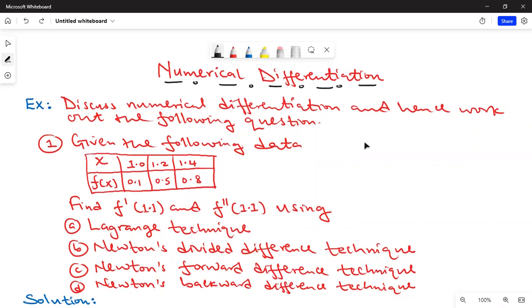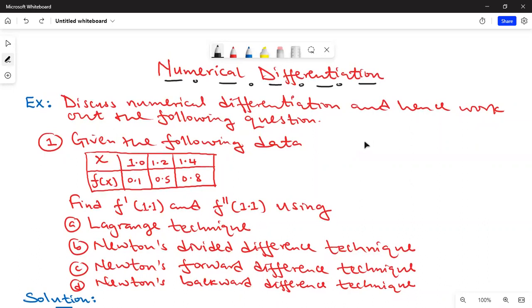Today we are going to look at the numerical differentiation technique, and we have this example. We are asked to discuss numerical differentiation and hence work out the following question. So we are given the table of data x versus f of x. There are 3 data points.